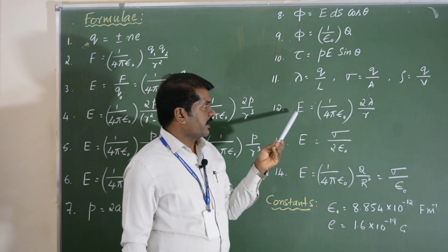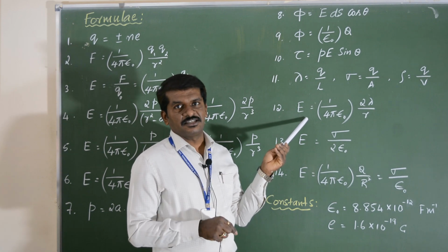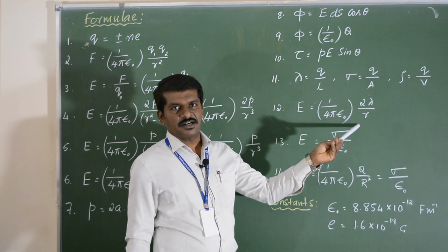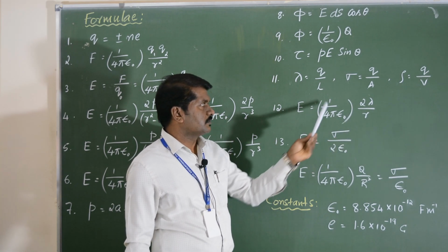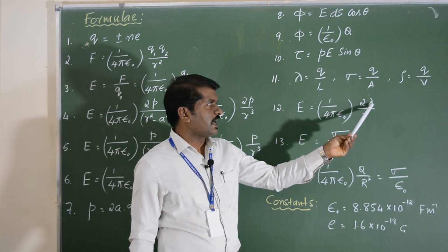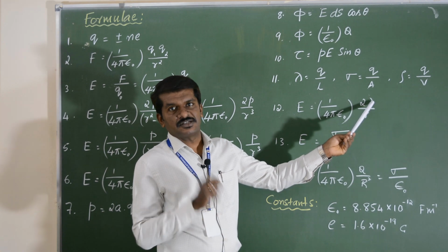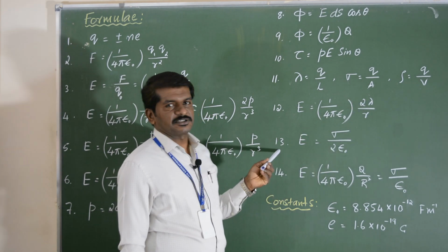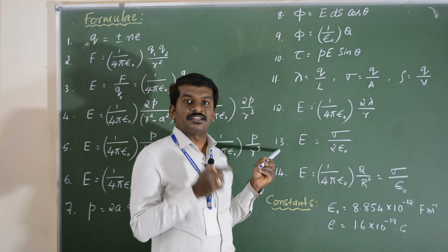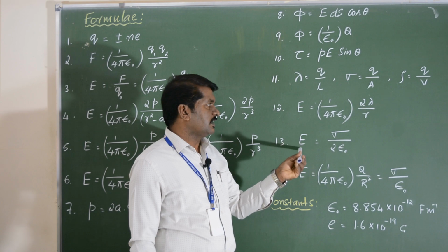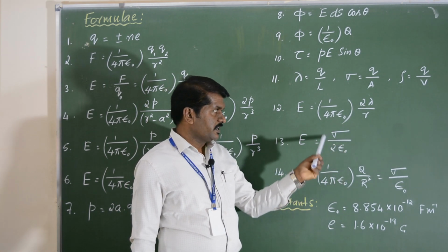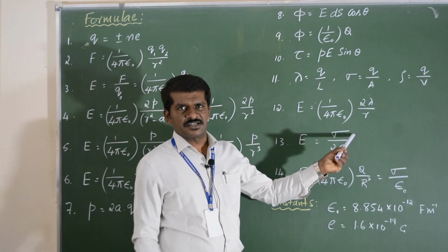And this is the expression for electric field intensity at a point due to an infinitely long straight charged conductor, that is given by E is equal to 1 by 4 pi epsilon naught 2 lambda divided by R, where lambda indicates the linear charge density. And this is the expression for the electric field intensity at a point due to an infinitely thin plane sheet, that is given by E is equal to sigma divided by 2 epsilon naught, where sigma indicates the surface charge density.